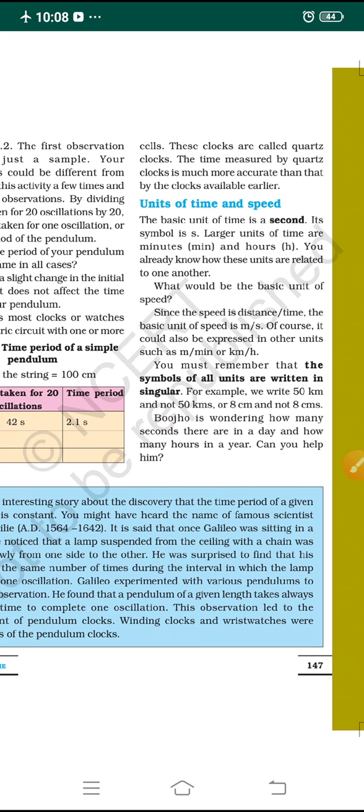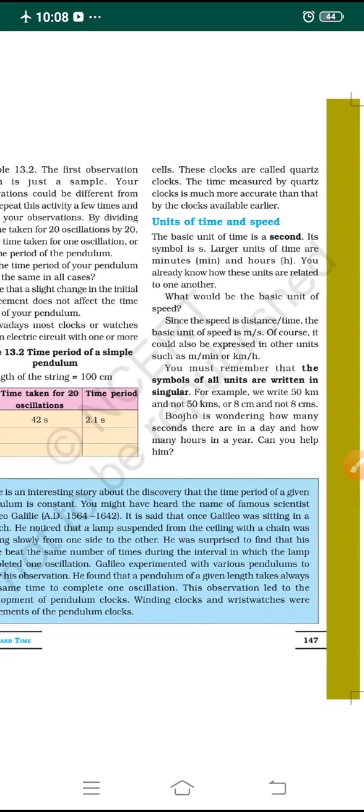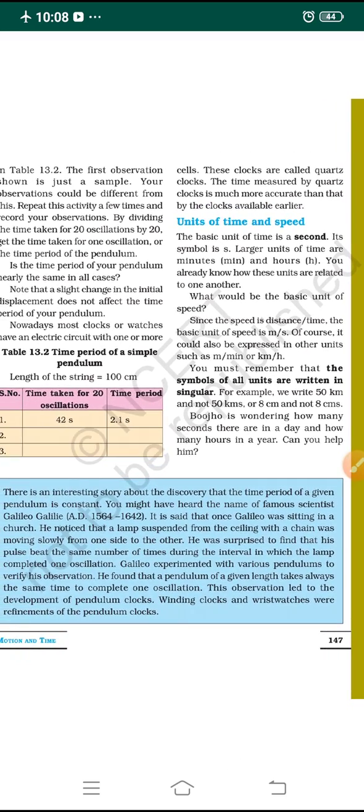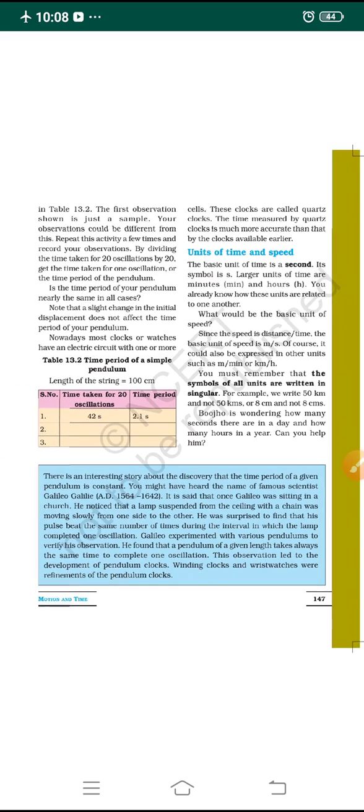We can also calculate how many seconds are there in a day, in a year, in an hour. We can calculate by using the formula. Yes. Next we shall go for the next concept. What is that? Let's see.